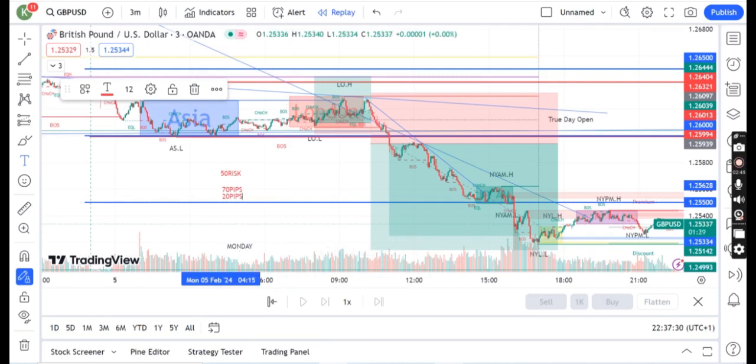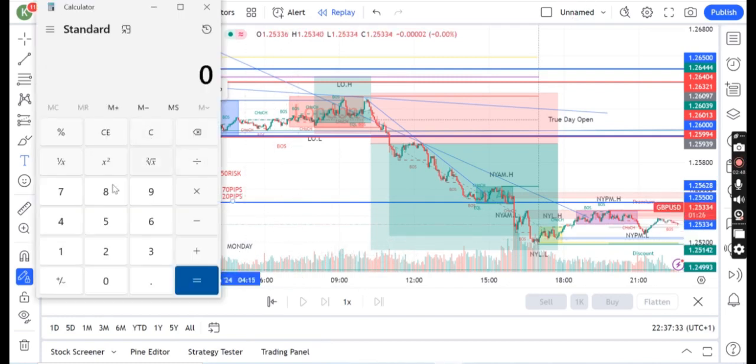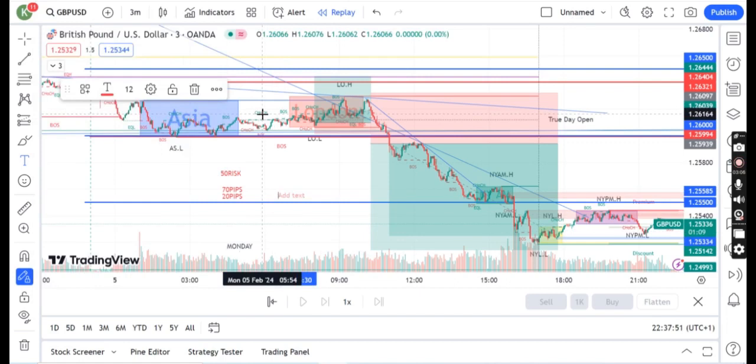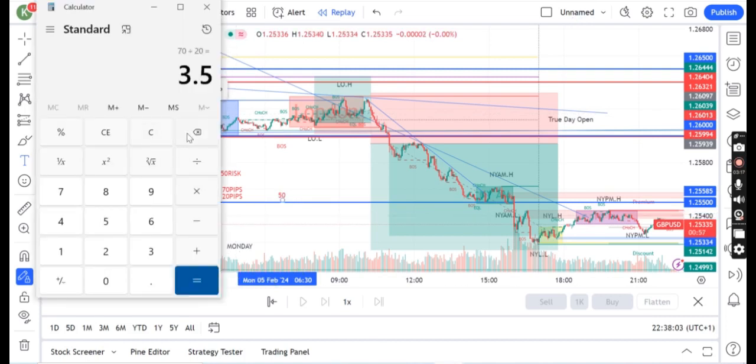You go straight to your calculations and you divide 70 by 20, and immediately you see your risk to reward ratio. It's the same thing with the previous one, which is 1 ratio 3.5. Now that's a good risk reward ratio, and what it means is that if it hits your 20 pip stop loss, you will be losing $50, but if it hits your take profit, you'll be gaining 3.5 times the 50 which you were supposed to lose, which is 175.